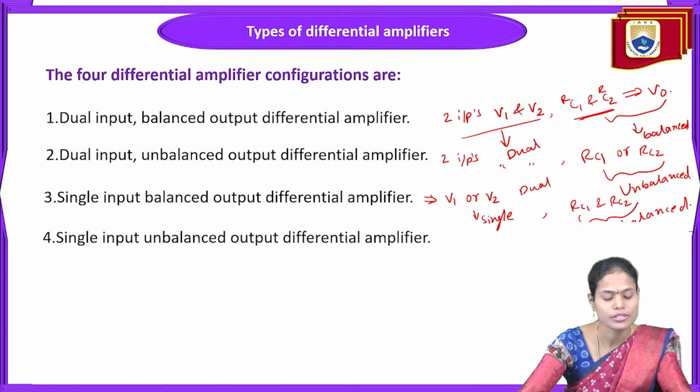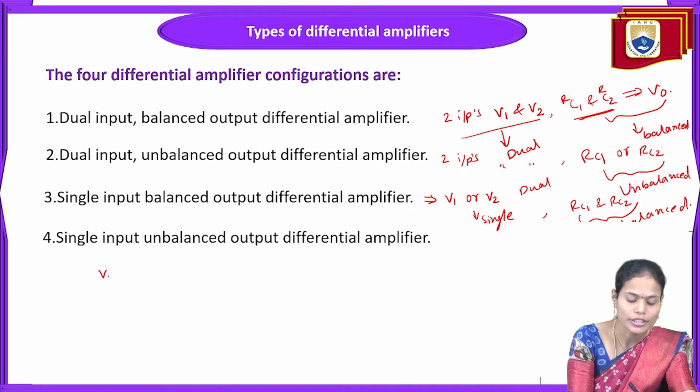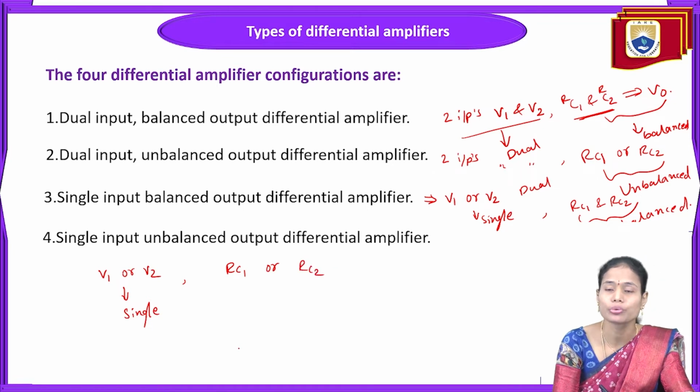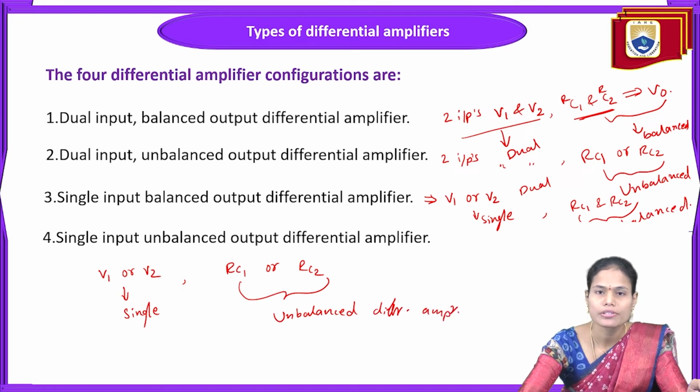And the last one is the single input unbalanced output differential amplifier. In this case also the input voltage we provide is either V1 or V2, so that's why single input. But the output we will measure across either RC1 or RC2 of the two transistors, so that's why it is an unbalanced differential amplifier. So depending upon the number of inputs applied and at what point we are measuring the output, these four types of differential amplifiers are classified.